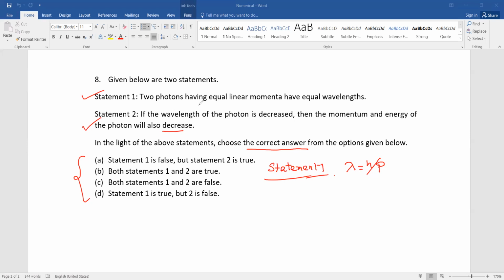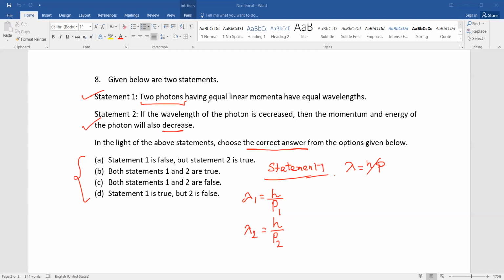Let us consider two photons. Suppose the first photon has wavelength lambda1 equal to h over p1. Here h is Planck's constant, which is universal, so it will not change its value. The first photon has a wavelength of lambda1 and momentum of p1. The second photon has a momentum of p2, with Planck's constant h.